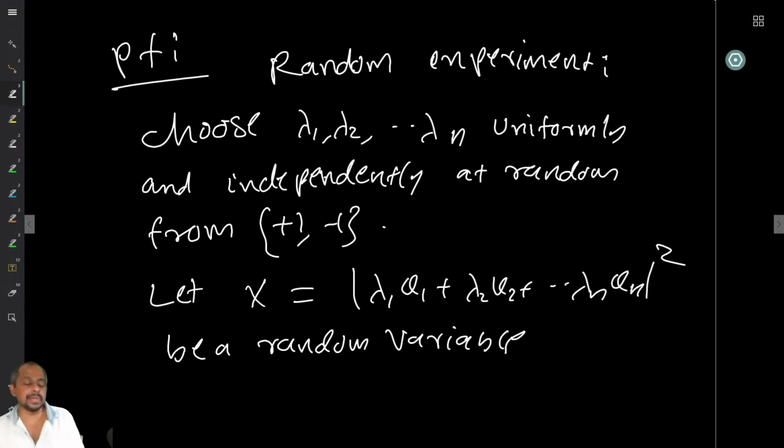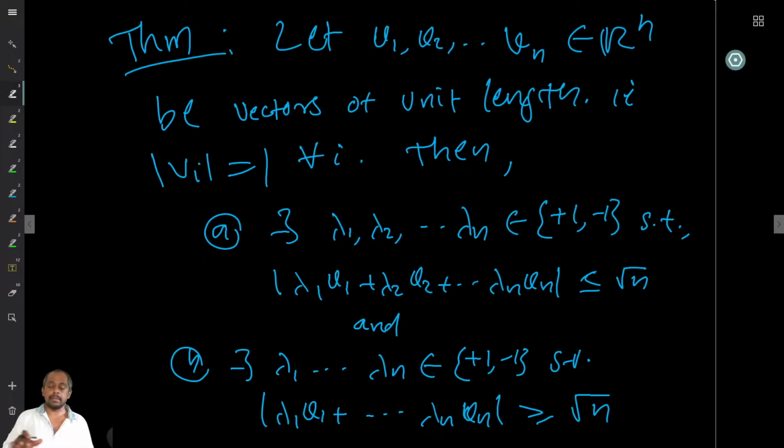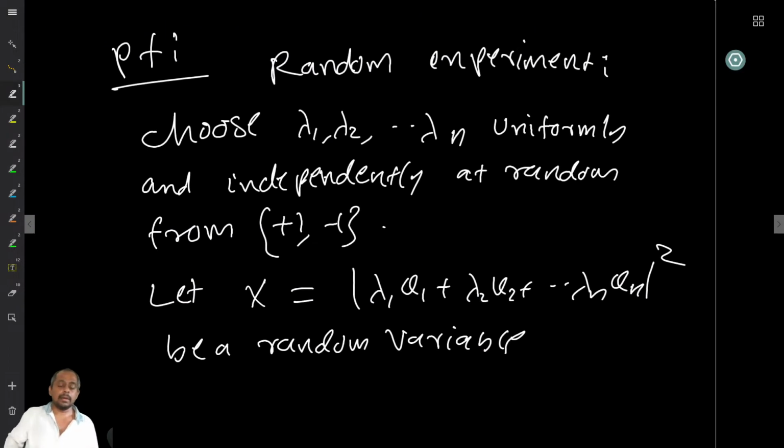Okay. So the proof is again coming up with a random experiment. We choose lambdas uniformly and independently at random from plus or minus 1, because that is the two things that we can choose at random. Every lambda must be one of these values. So we toss a coin to decide whether lambda 1 is plus 1 or minus 1: heads plus 1, tails minus 1. You do this independently for every lambda.